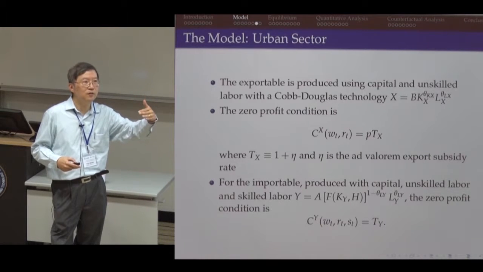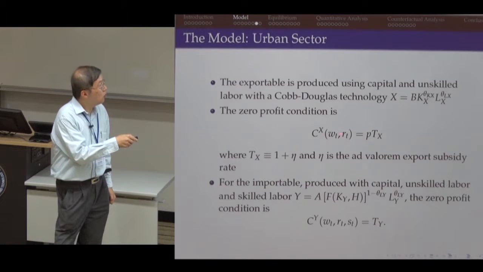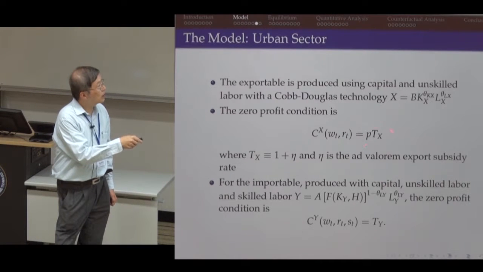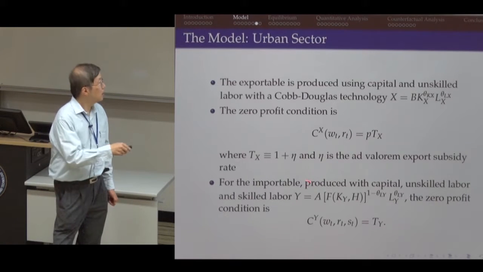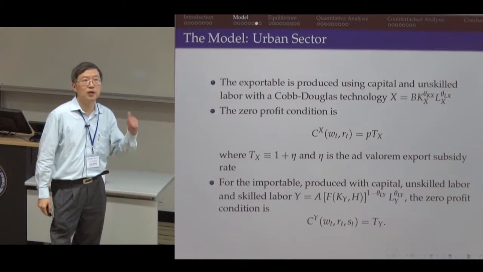Now, the unit cost function of the export sector will only depend on the factor prices of capital rental and the unskilled wage rate, and because we have the small open economy assumption, the price is fixed there. So this immediately pins down the capital rental. Now, from the unit cost function of the import competing goods, we can pin down the skilled wage rate. So everything can be pinned down very easily.